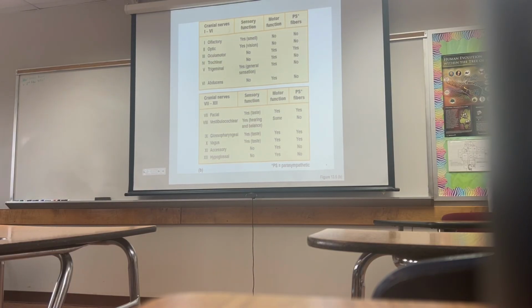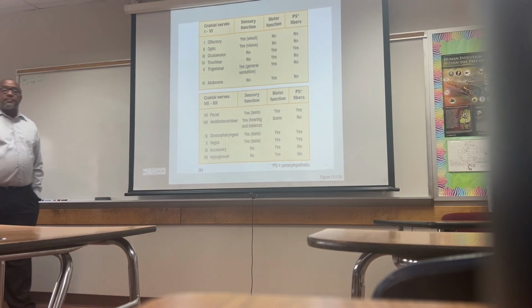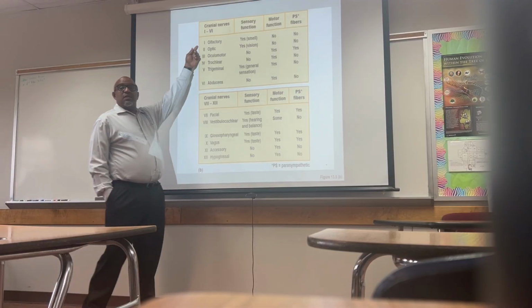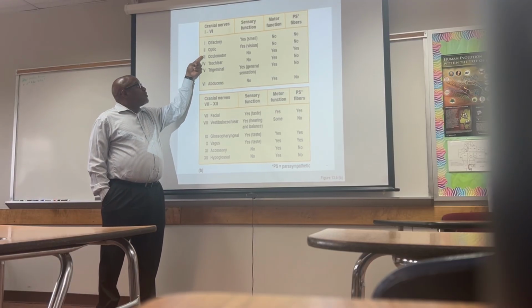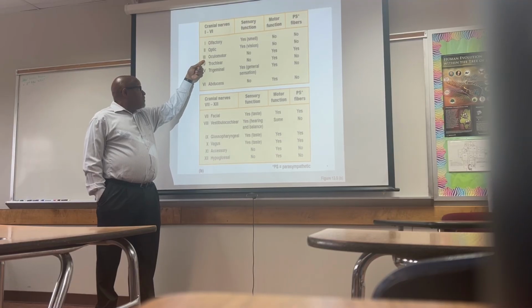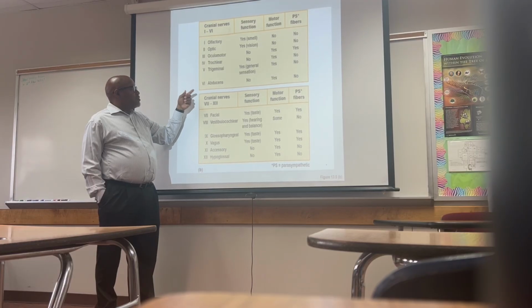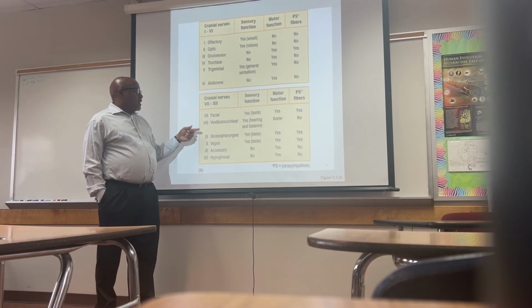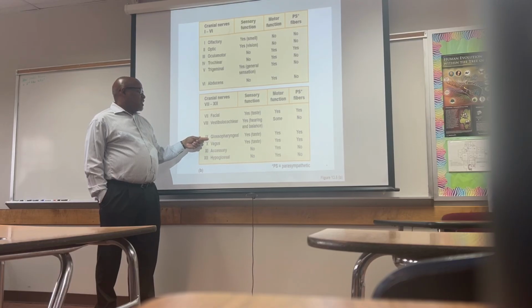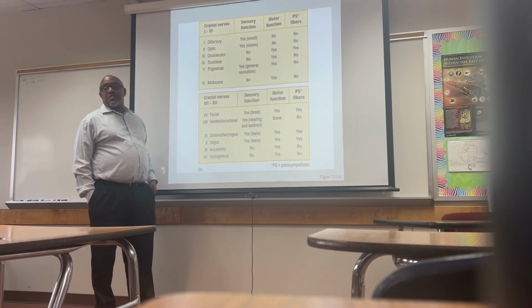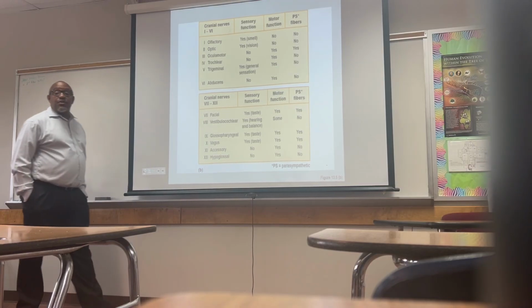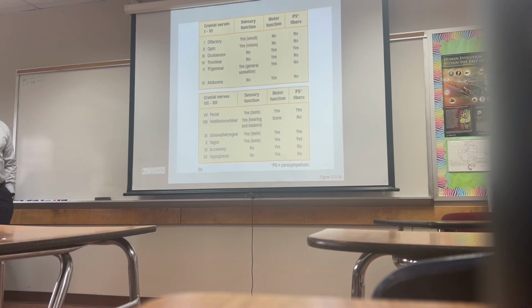Here's nerves 1 through 12 and their names. They're weird names. Nerve 1 is olfactory, number 2 is optic, 3 is oculomotor, all right? 4 is trochlear, 5 is trigeminal, 6 is abducens, facial, vestibulocochlear, glossopharyngeal, vagus, accessory, and hypoglossal. These are the names, okay? Here's how you can help remember them, okay? Backing up.